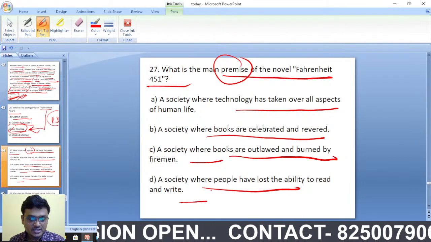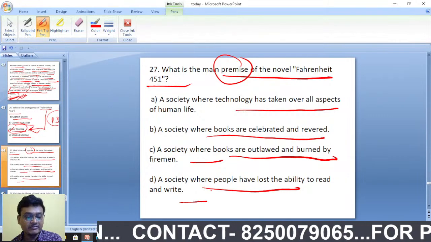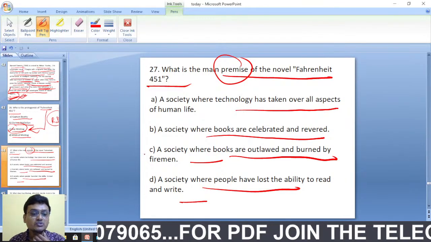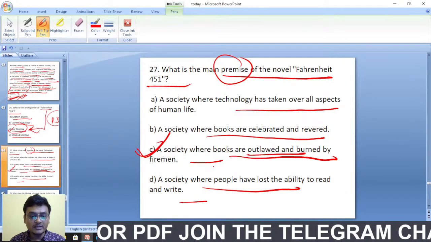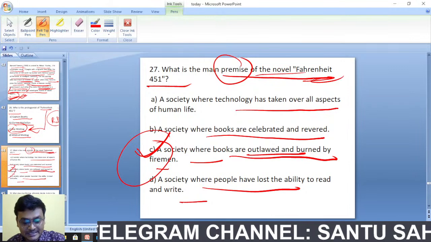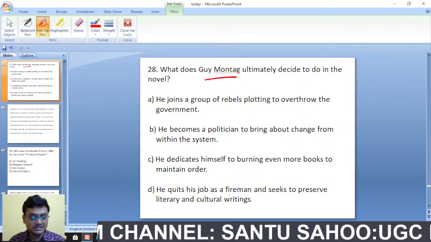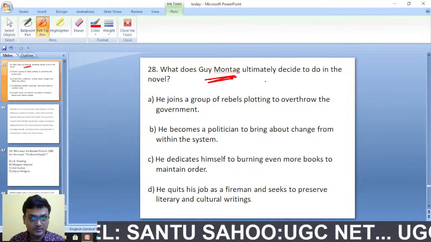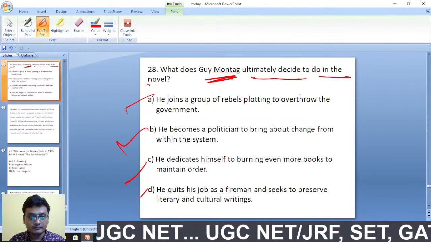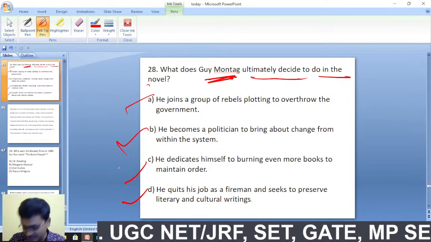Excellent. A society where books are outlawed and banned by firemen. Excellent, Anindita. That is the premise of the novel Fahrenheit 451. Excellent. What does Guy Montag, the protagonist of this novel, ultimately decide to do in the novel? So read the lines and answer.